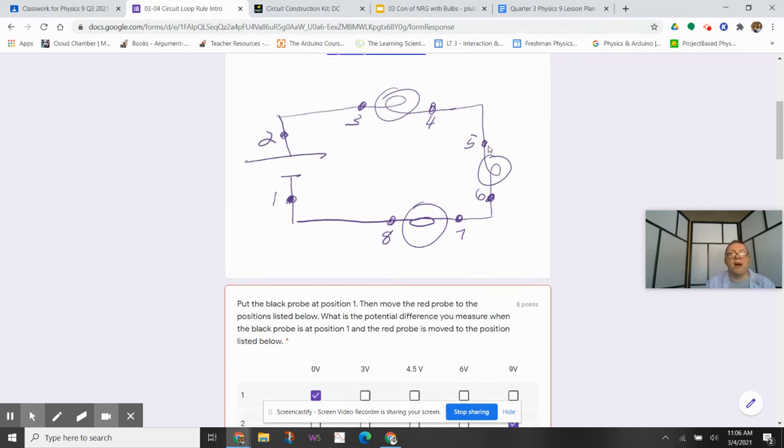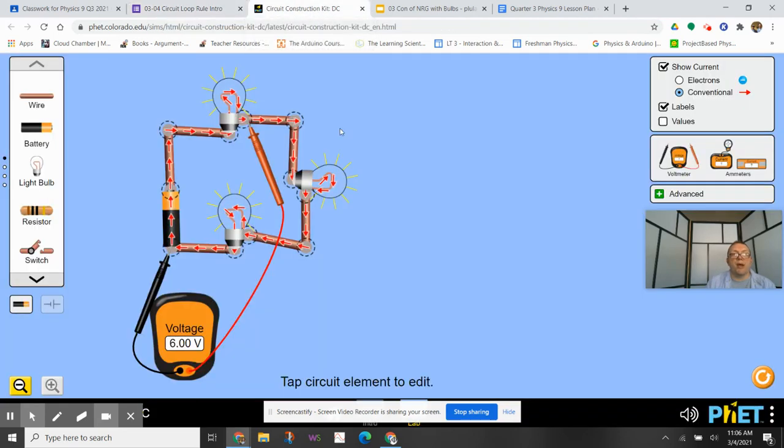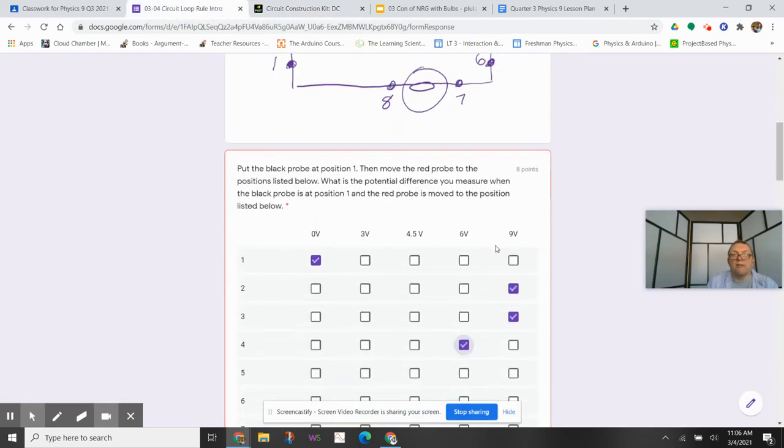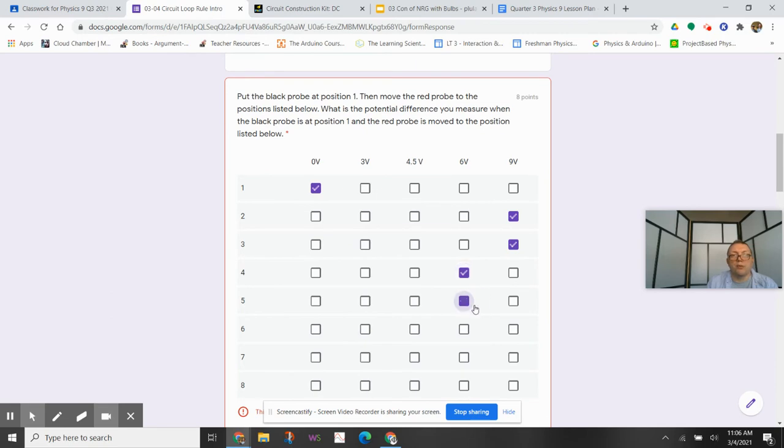And then position 5 is just before our second bulb. Again, we can think, do wires take energy, provide energy to charges, or do nothing? They do nothing, so our potential is the same here. Just before this bulb, we're still at 6 volts. So at position 5, we're at 6 volts.